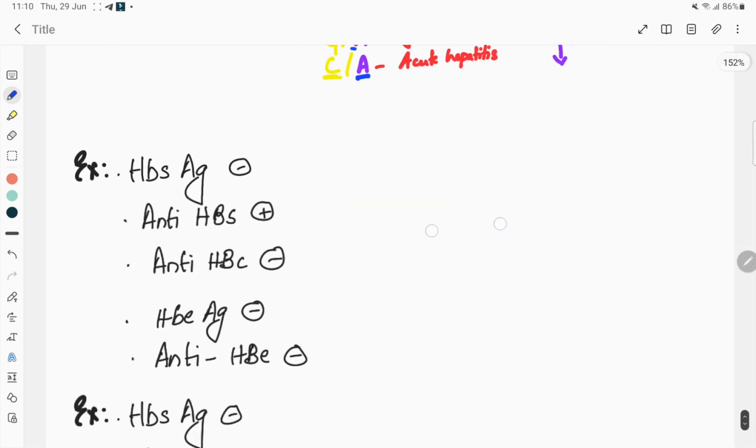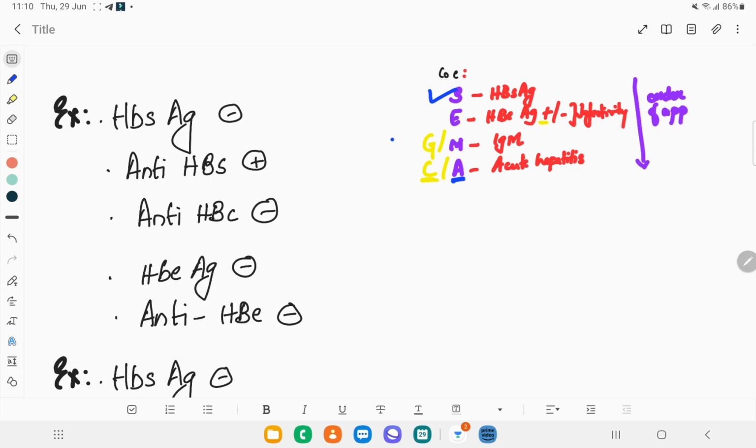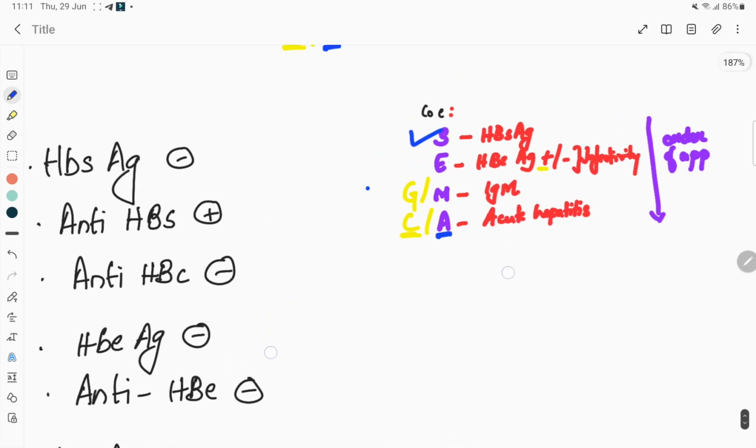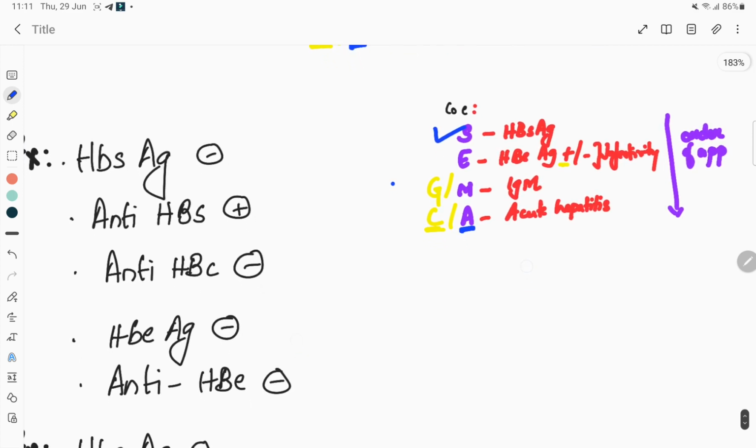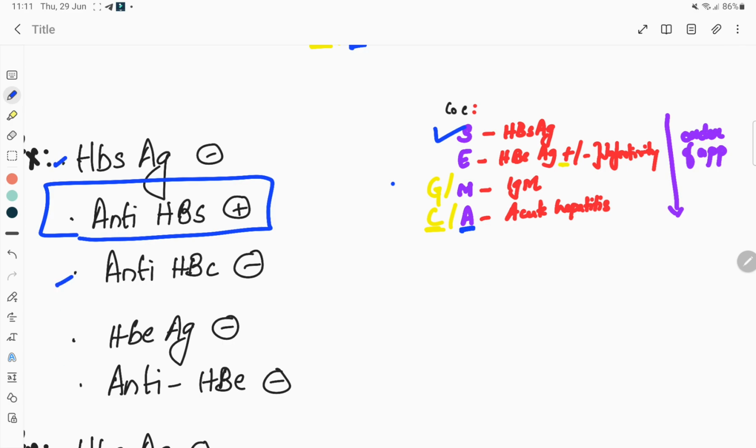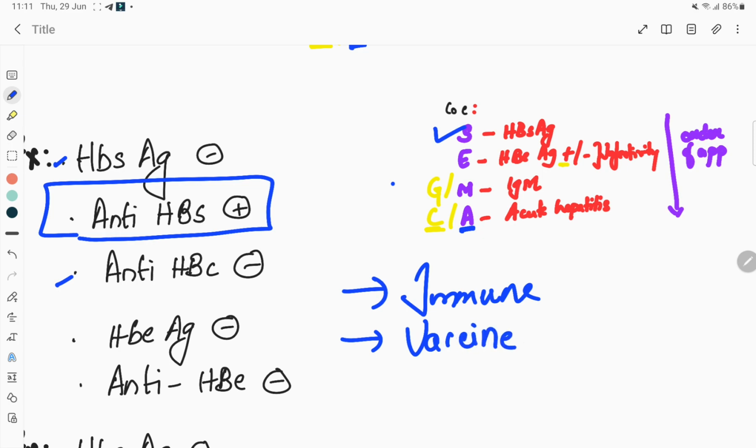Let's go to the next scenario. In this case, all parameters are negative except for anti-HBs. You see this HBsAg is negative, anti-HBc, the rest all the parameters are negative. But what is positive? Anti-HBs is positive. This is a case of immunity. An immune person will show you such a result. Like you and me, anyone who is immune, and it's usually seen in people who have taken the vaccine. Vaccine against hepatitis, they'll be immune and their anti-HBs will be positive.